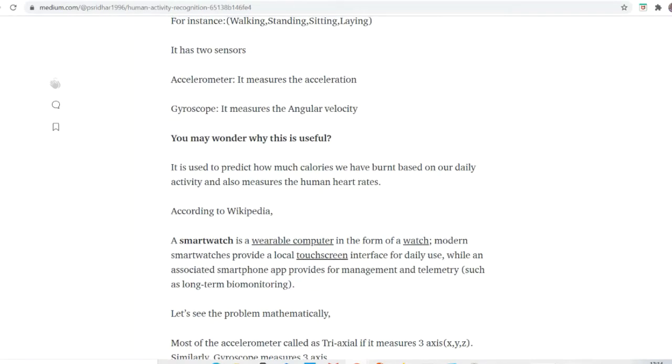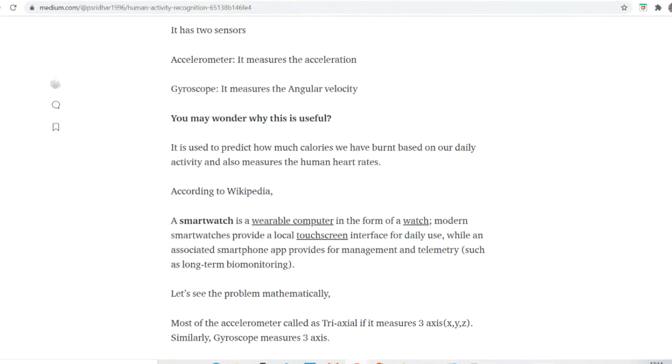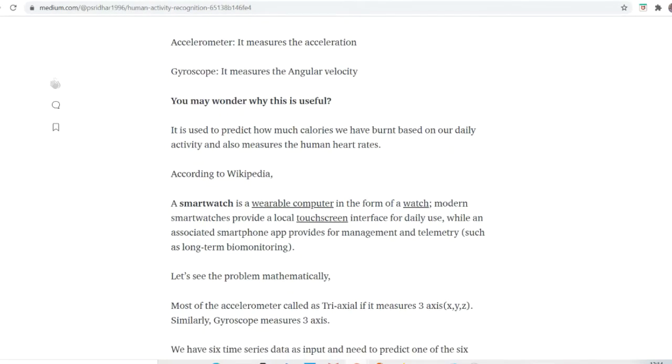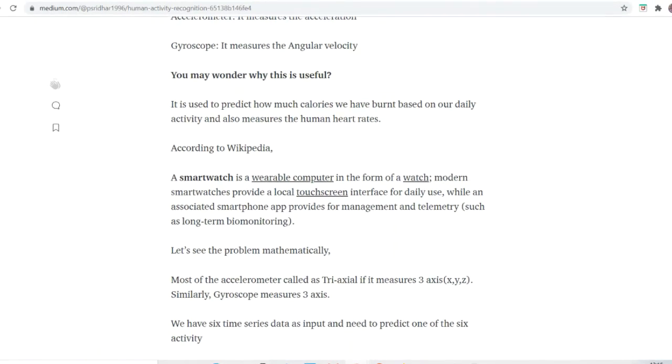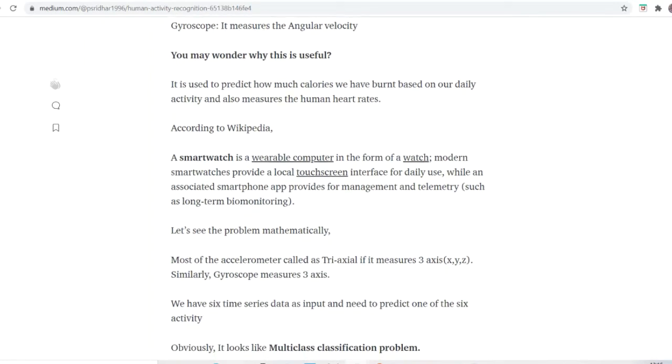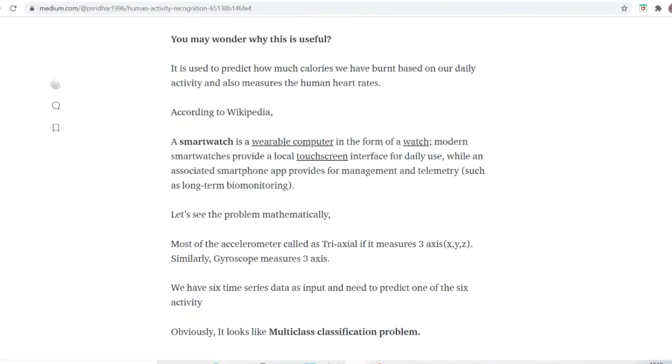It has two sensors. Accelerometer, which measures the acceleration. Gyroscope, which measures the angular velocity. You may wonder why this is useful. It is used to predict how many calories we have burnt based on our daily activity and also measures human heart rates. Let's see the problem mathematically.